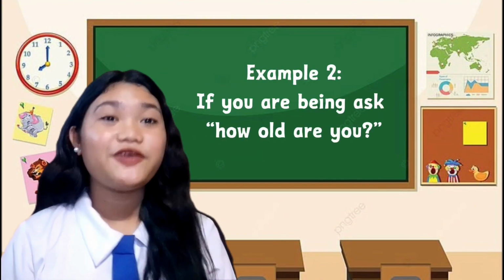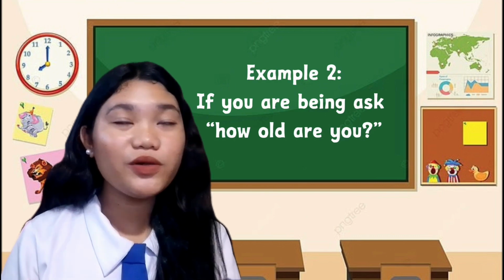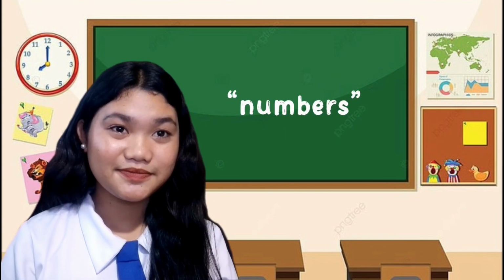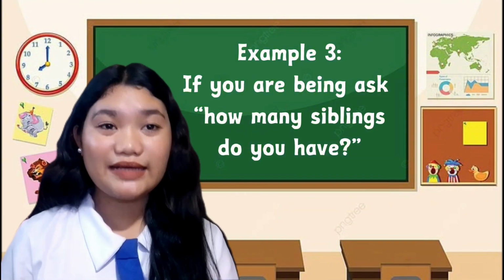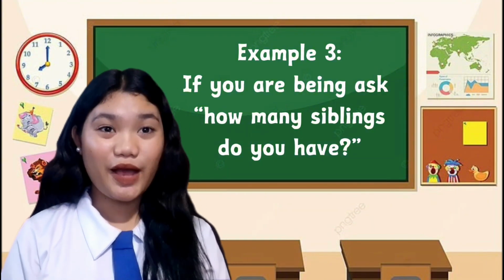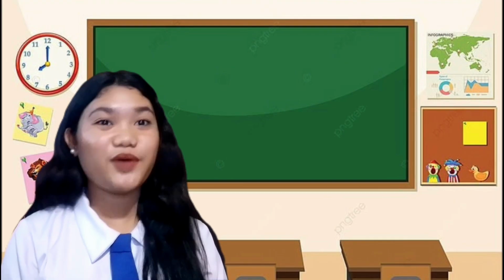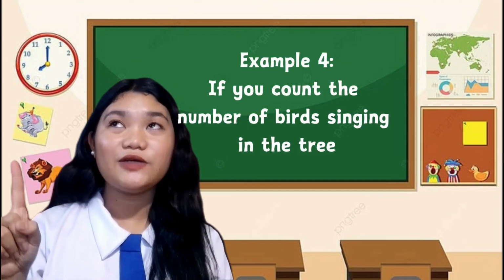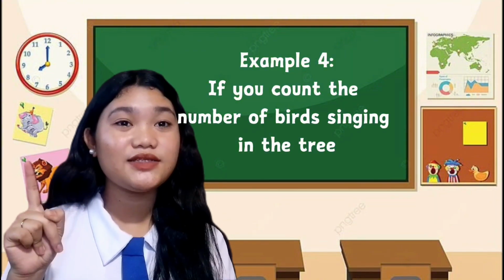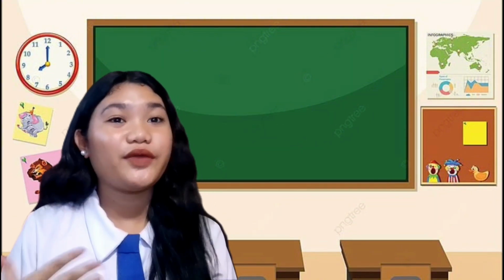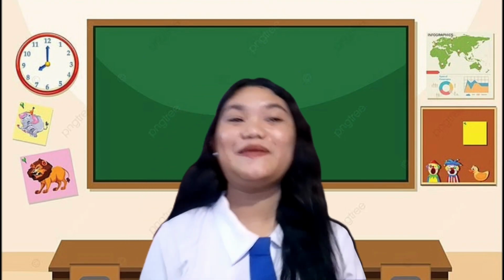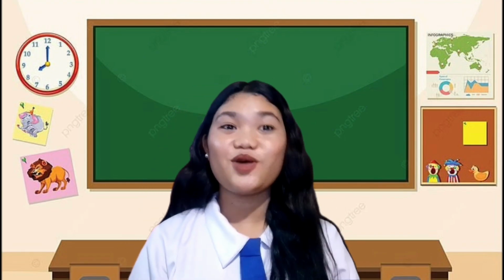Example 2, if you are being asked, how old are you? Your answer is what we call numbers. Example 3, if you are being asked, how many siblings do you have? Your answer is what we call numbers. Example 4, if you count the number of birds singing in the tree, that is what we call numbers. So you already know what a number is? Okay, very good. So let's proceed to our main topic, the real numbers.